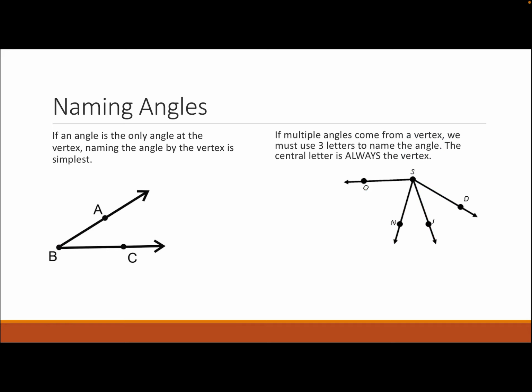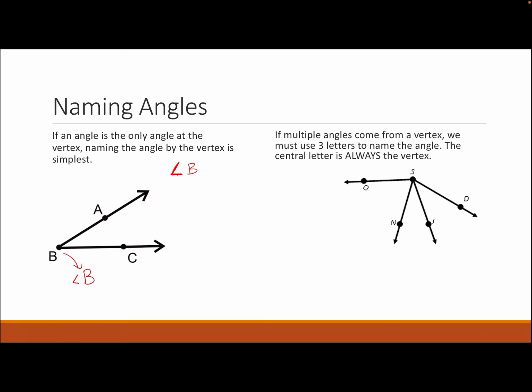So when we name an angle, if there's only one angle that comes from the vertex, we can just call that angle by the name of the vertex. So for this first picture, we can just say we have angle B. We're using this symbol, almost like a less than symbol, but one side is flat, parallel to the ground. So we have angle B.